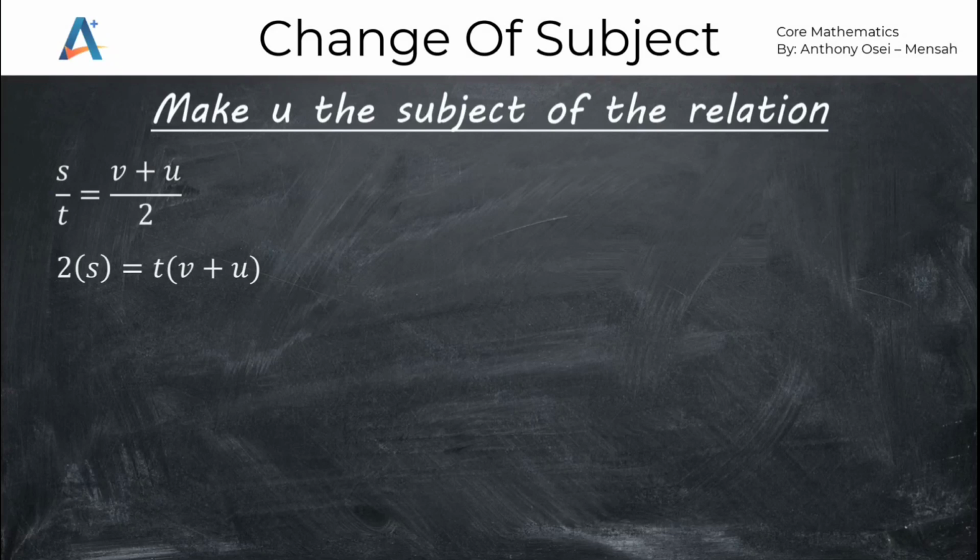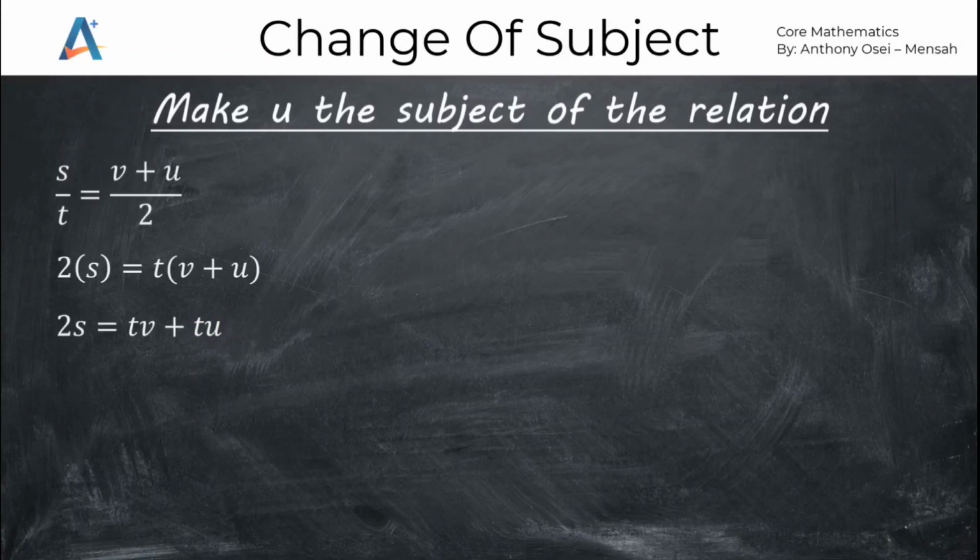From here, I will then expand to remove the bracket. So 2 times s will give me 2s, which is equal to t times v will give me tv. You can also make it vt, but I will maintain my tv. Then t times u will give me tu. Sometimes it is better to use alphabetical order of arrangement. Now please, let's continue. Once we have the terms there, we can now locate the term with the u. And I have seen tu is a term with a u that we are supposed to make the subject.